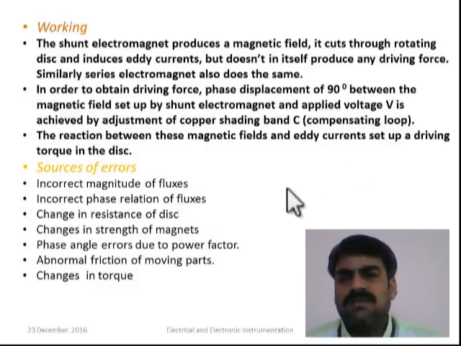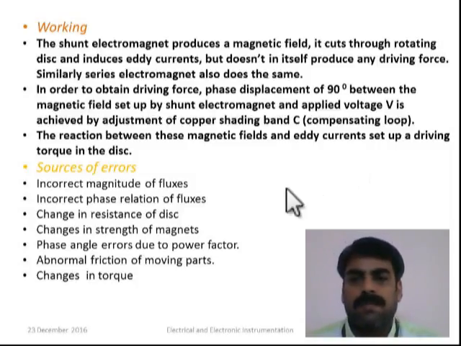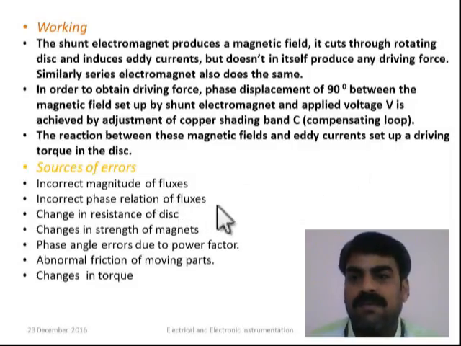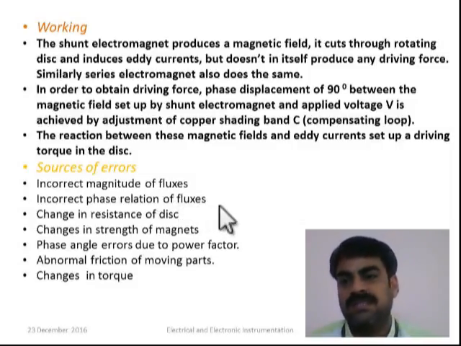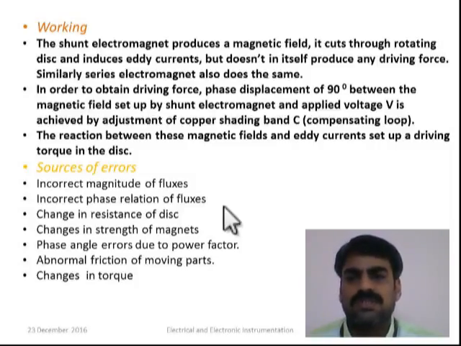Okay, now let us see what are the common sources for errors in the energy meter. So: incorrect magnitude of flux, incorrect phase relationship of flux, change in resistance of disk, changes in the strength of magnets, and phase angle error due to power factor. So these are some sources which cause error in the energy meter.